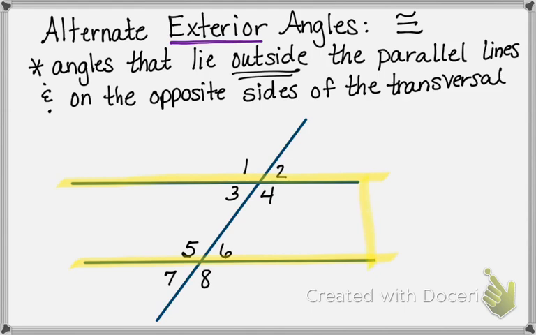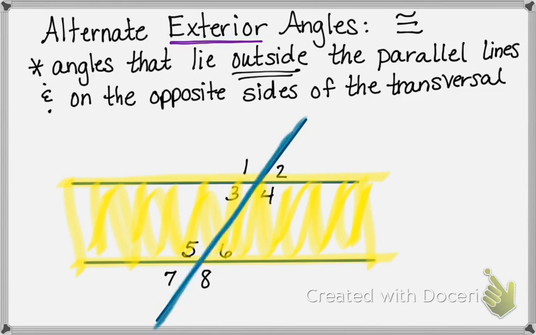Well, we already know this is inside, so we're not looking at any of those. We'll just ignore those. We're looking at 1, 2, 7, and 8. And it has to be opposite sides of the transversal. Remember, our transversal goes right through these two, and we're looking at opposite sides. So here to here, that's opposite, or here to here, that's opposite.